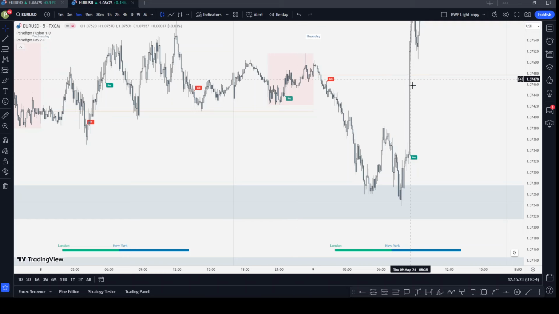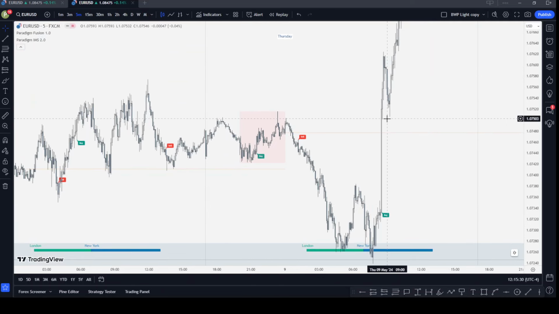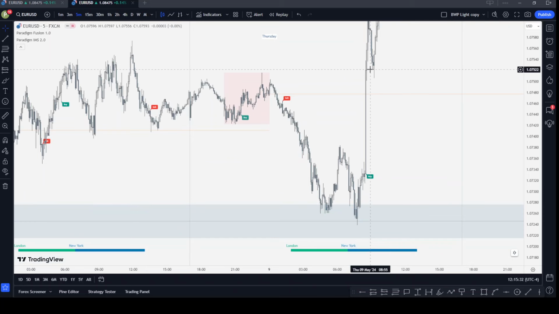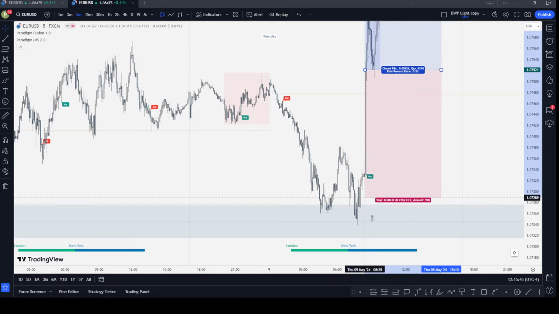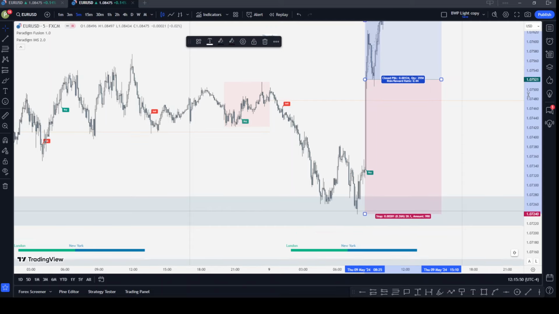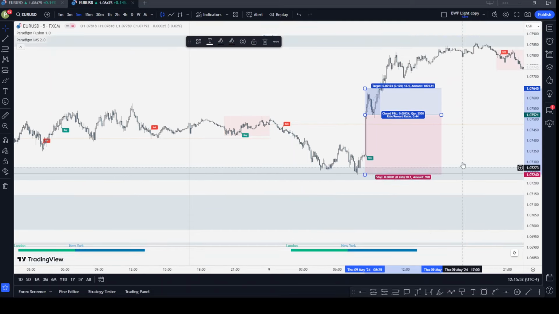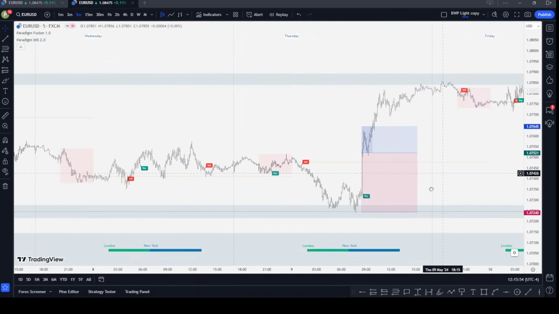So the first valid trade was right here during this high impact news event. So I would go long here, right? And my stop loss could be somewhere below here. That's a lot of stop loss.